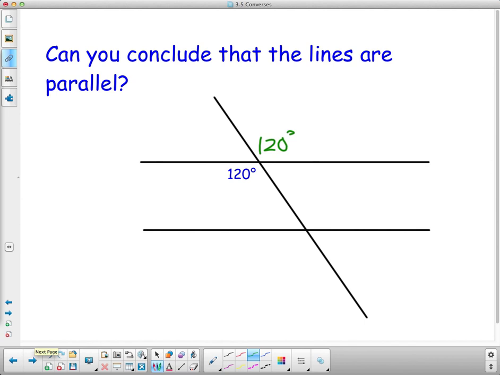We don't know enough information, do we? No. You need to know something about this intersection. So vertical angles is not a theorem that gets lines parallel. I tried to trick you, but I didn't.